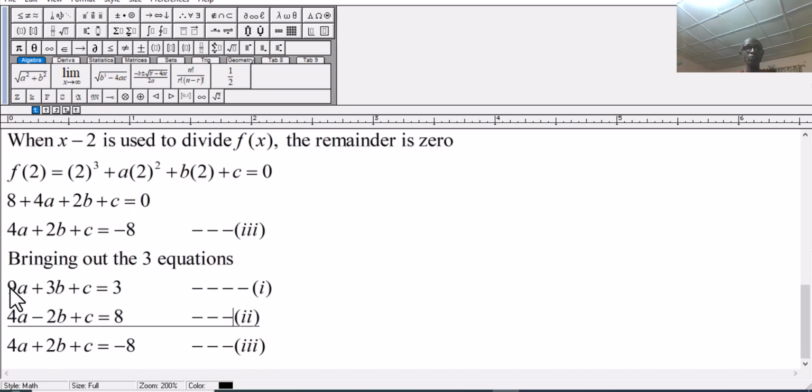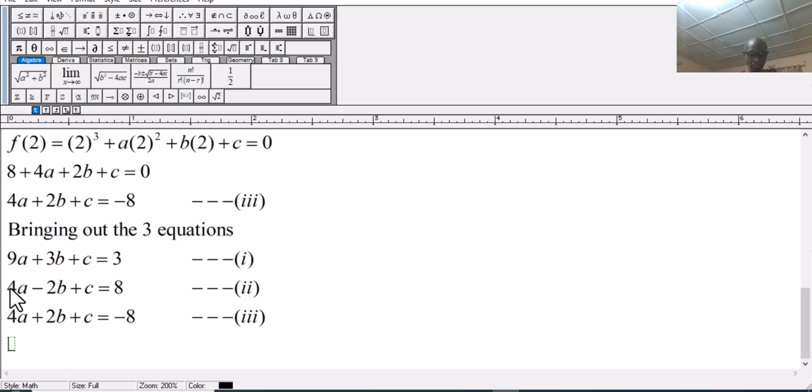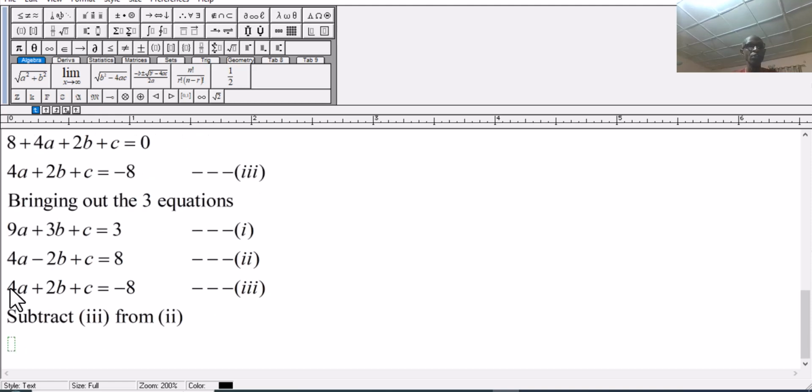So we have brought out the 3 equations. We can see them. Now let's quickly solve this. If we solve this, now subtract equation 3 from 2. So we are subtracting equation 3 from 2. So let's see how we go about that. If you are subtracting that, 4a minus 4a will go to 0. This one we are subtracting, so it will be minus 4a.